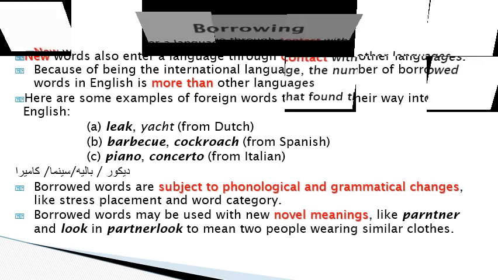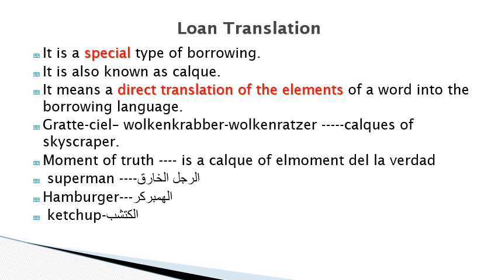We have translation. It is a special type of borrowing. It means that the words are not going to be totally invented words. No, we are not going to say that these are instances of something never being used before. No, they are already found in one language, and because of translation, you are going to borrow them. It is also known as khaliq, a calque. It means a direct translation of elements from one language into another language.